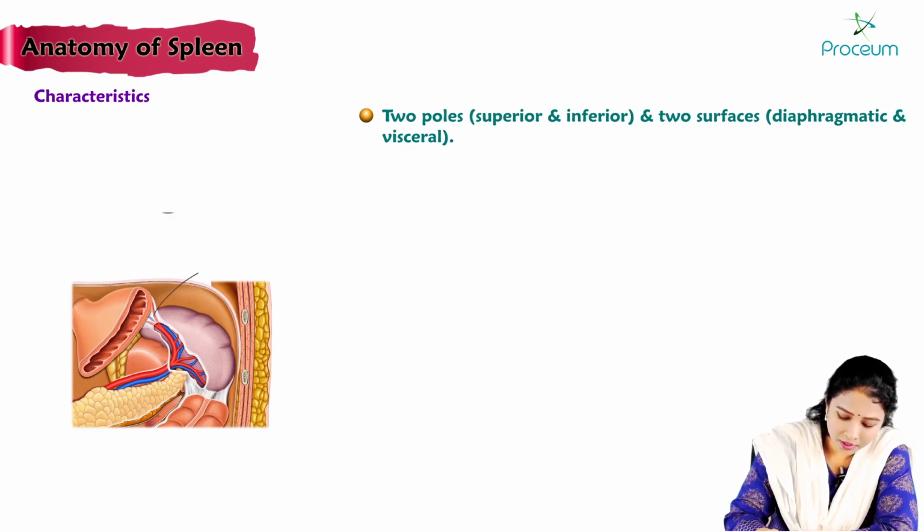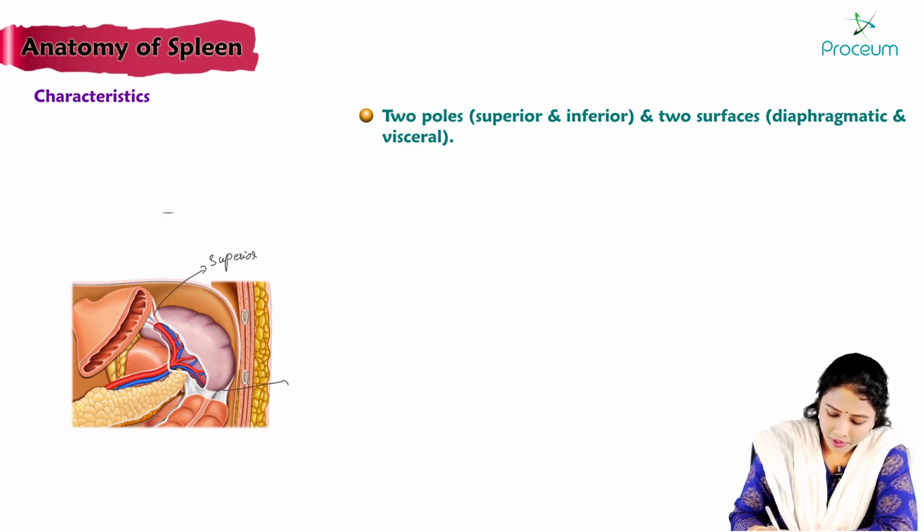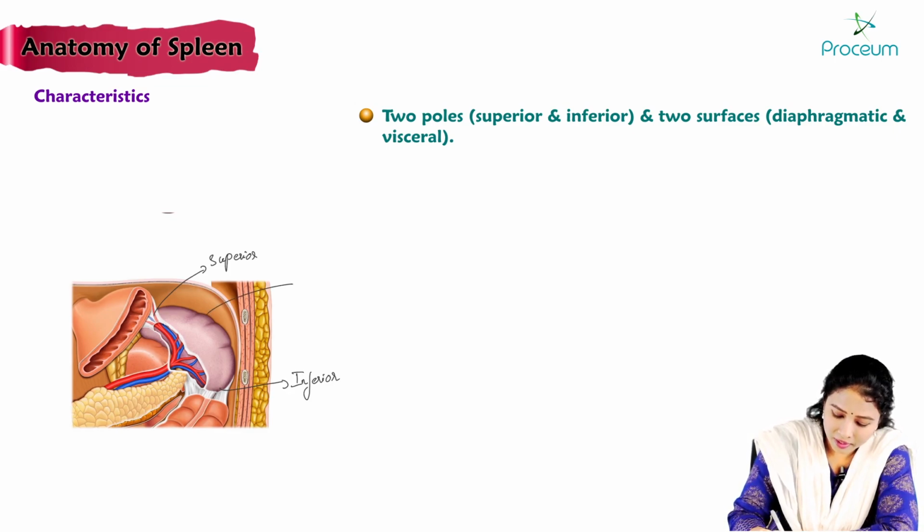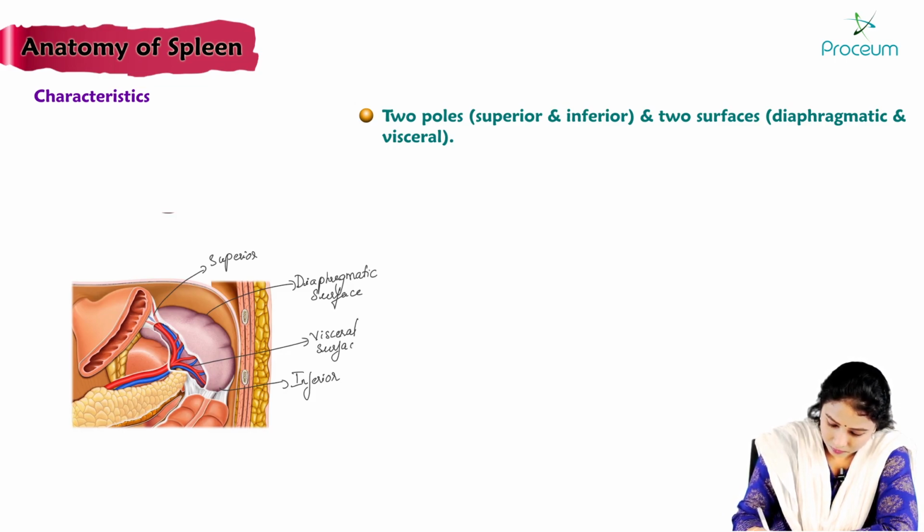So here is the superior pole, inferior pole, the diaphragmatic surface in relation to diaphragm, and here is the visceral surface. This is the left dome of diaphragm.